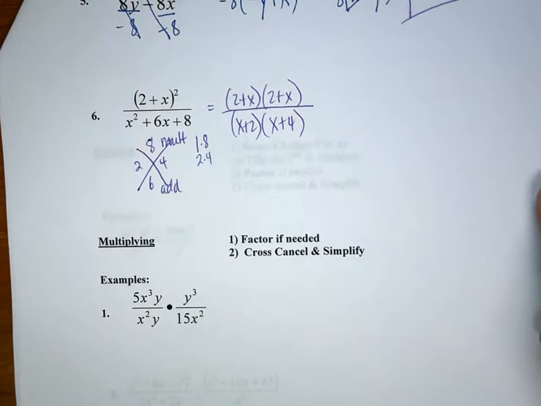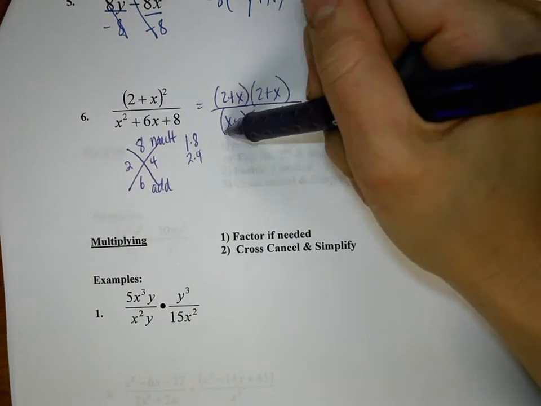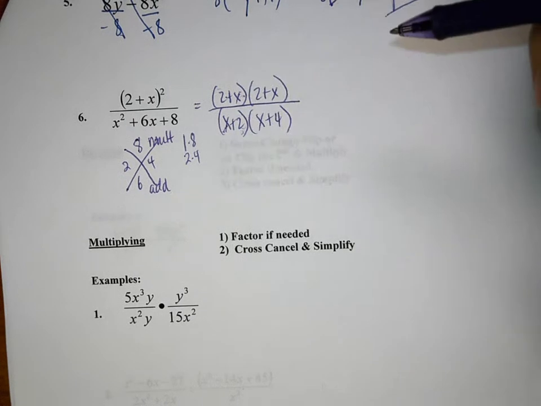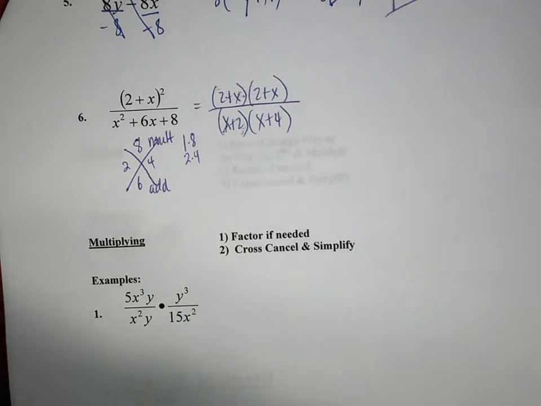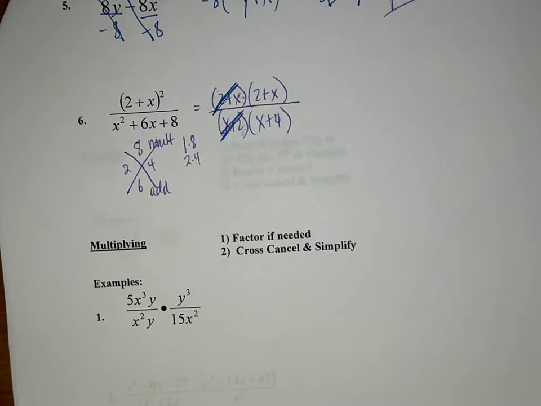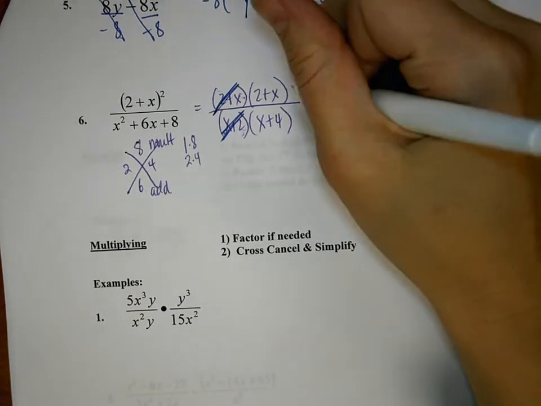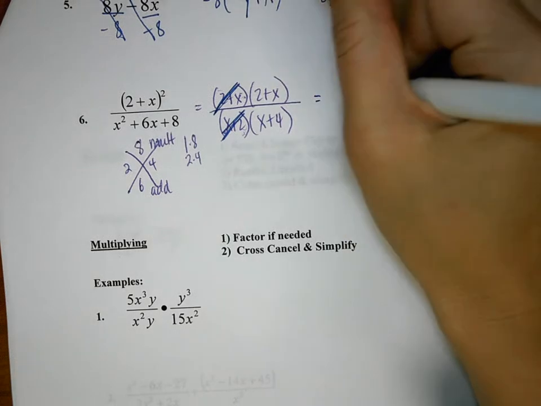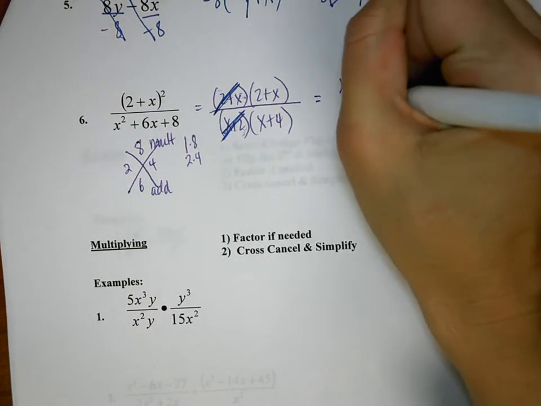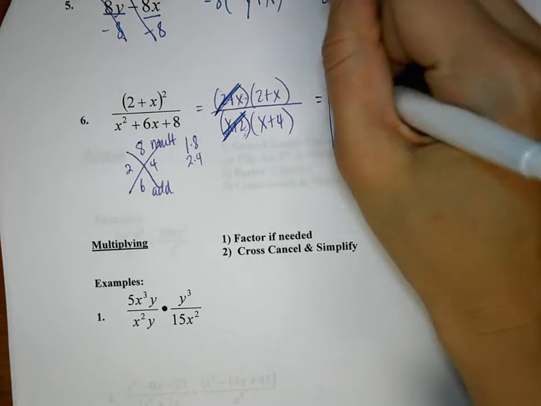Now if you notice on this, even though they don't look exactly the same, both the x's are positive and the 2's are positive. They're just written in a different way. So we can go ahead and cancel out 1 for 1, but only 1 for 1. So my answer now on the top, and you can go ahead and write it with x first if you want to, is x plus 2 over x plus 4. So that is my answer.